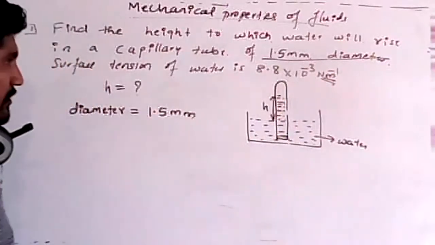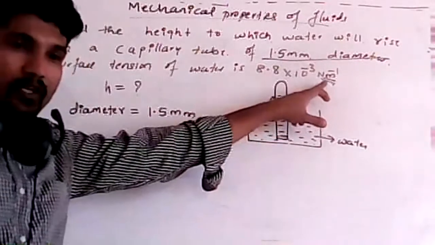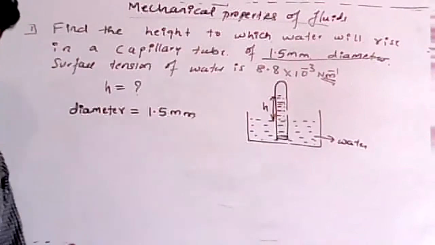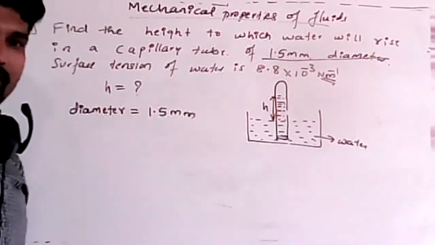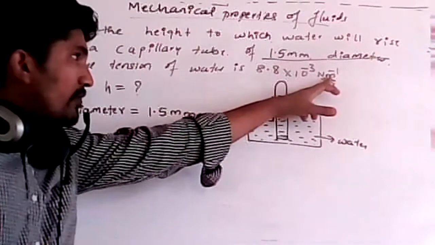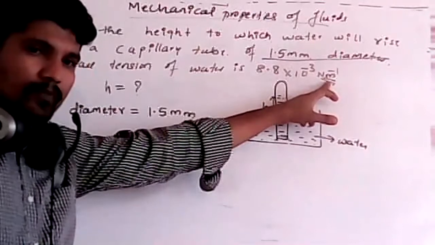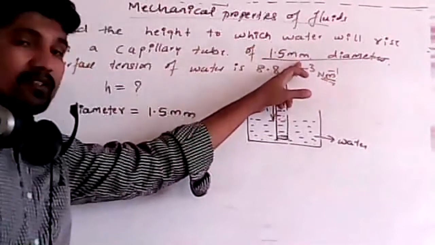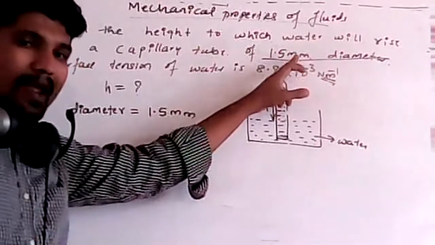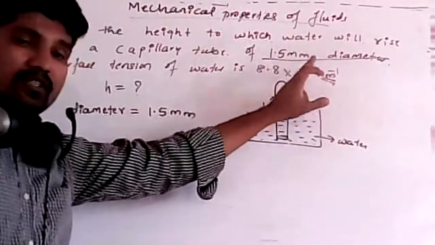Just see here, you must be careful, students, about units. Without units, physics is meaningless. Remember, it will give you another result. So what they have given here, Newton per meter, is a larger unit. But remember, millimeter is very small, so either you have to convert this to meter, or you have to convert everything in terms of millimeter.